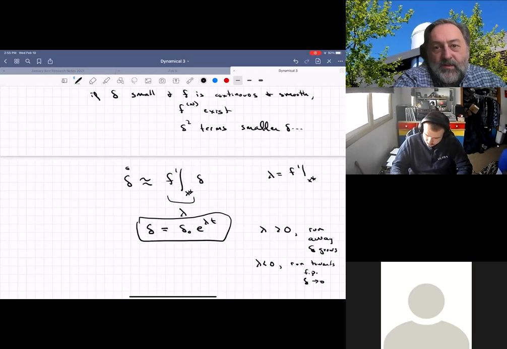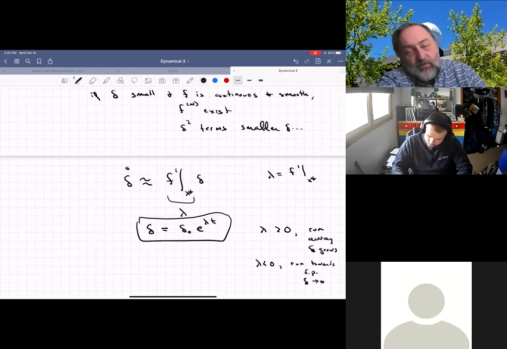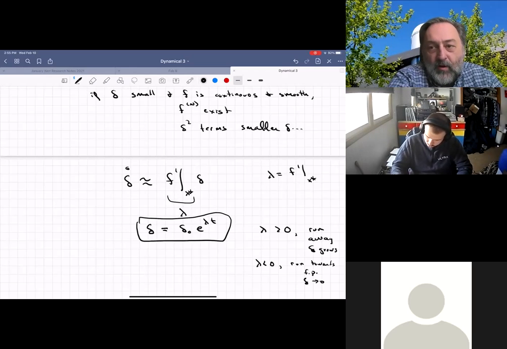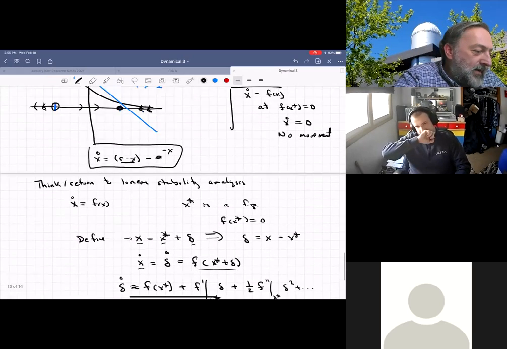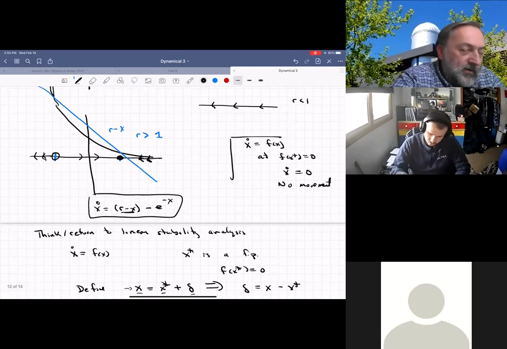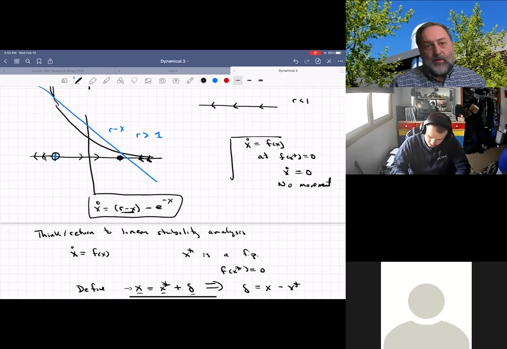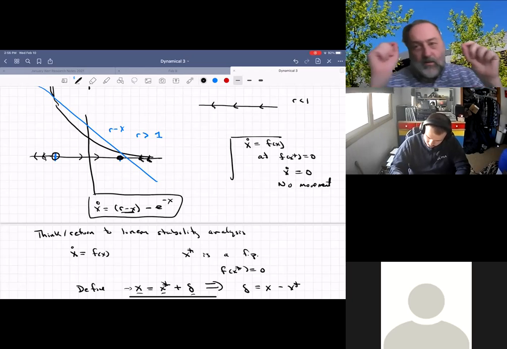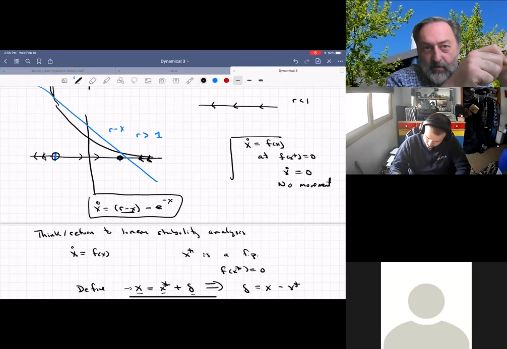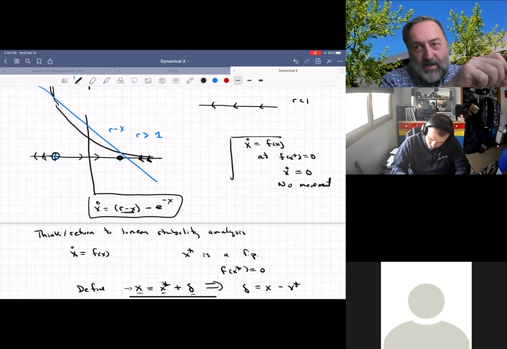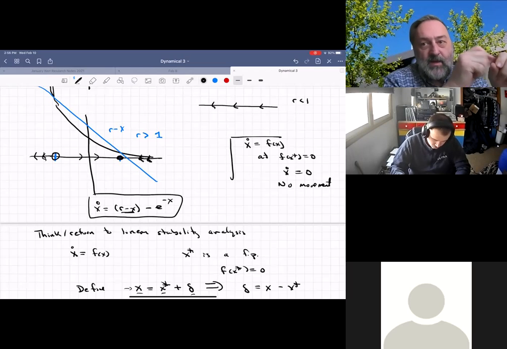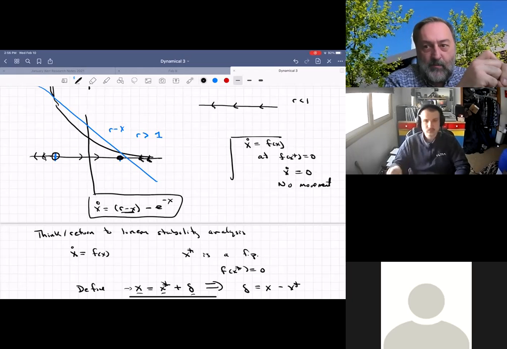So depending on the sign of the first derivative, I'm going to run away from or run towards the fixed points. And so when I look at my flow up here, you should always think of it locally. If I'm exactly on the fixed point, I don't move. But if I'm close to the fixed point, but just a little bit to the side, then what's happening at that fixed point drives my dynamics.